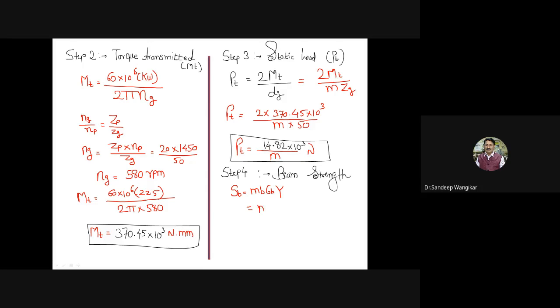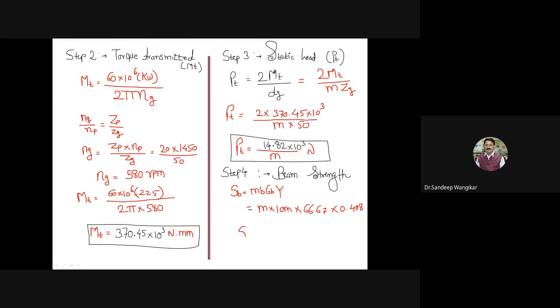So I will put here M as it is face width. Let us assume 10 times of module. Sigma B for gear we have to take. We are designing for gear. Every time I am telling that we are designing for gear. Therefore, sigma B is equal to 66.67 and Y for this is given 0.408.